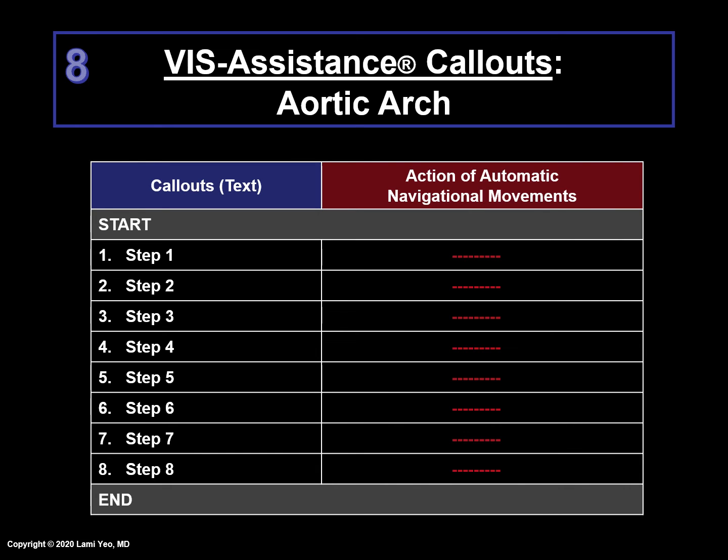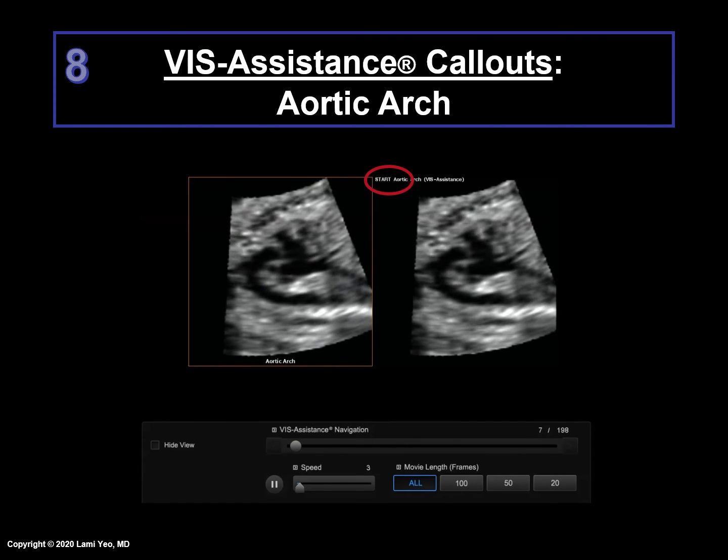Collectively, all these steps consist of automatic navigational movements that are programmed to show the anatomical structures of the aortic arch and or improve the success of obtaining the aortic arch. In addition, during the aortic arch VISA, the inferior vena cava may also be shown automatically. Here is an example of the aortic arch VISA assistance.